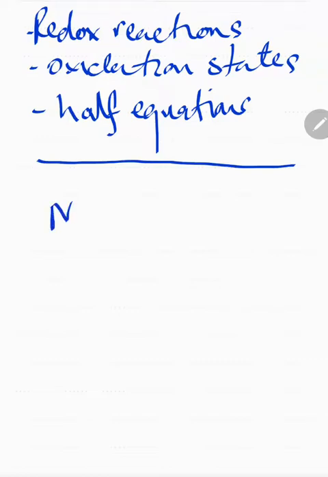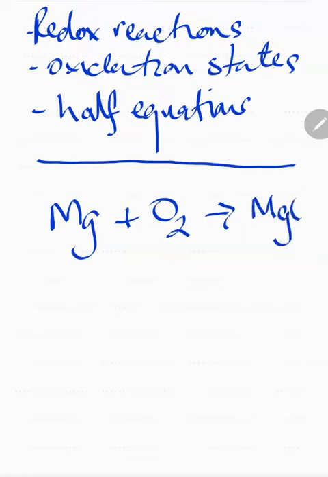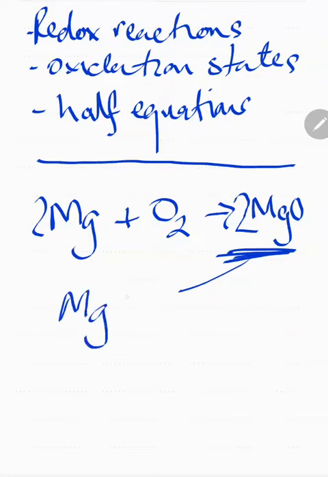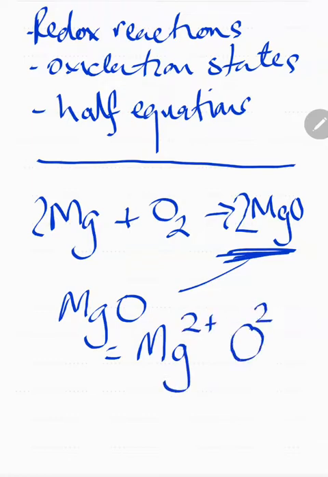Magnesium reacts with oxygen to form magnesium oxide. Balance it. Now, from GCSE, we know magnesium oxide is an ionic compound consisting of magnesium ions and oxide ions.